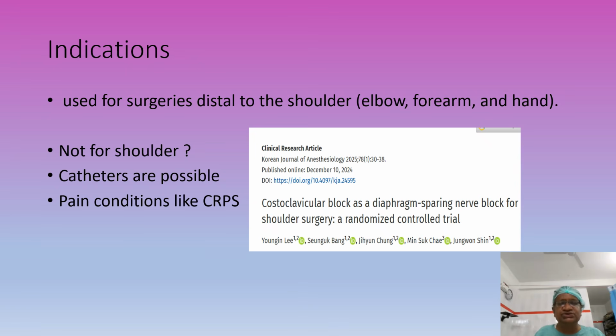What are the indications? It is used for surgeries usually distal to the shoulder: elbow, forearm, and hand. Not possibly for the shoulder because of some conditions, because the suprascapular nerve may escape. Catheters are possible, and in pain conditions like CRPS and sympathetic pains, catheters are used. Previously, the supraclavicular block was thought of as the spinal of the arm. Now they are arguing that the costoclavicular can also be designated as spinal anesthesia of the arm.